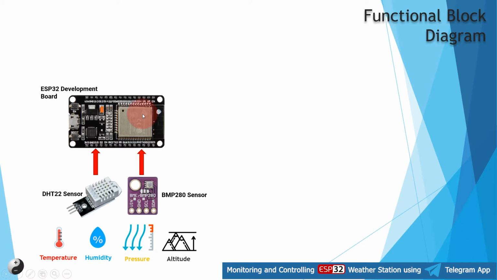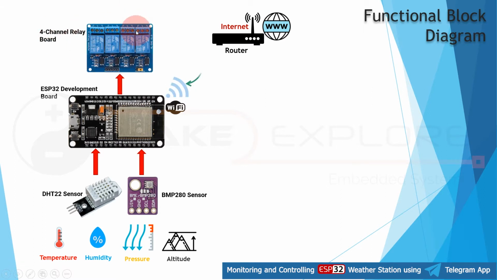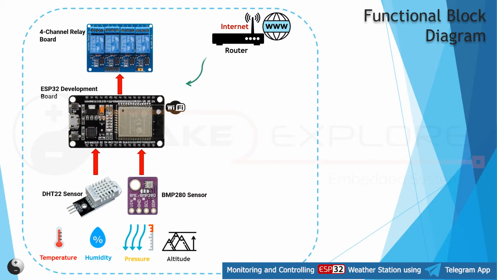So this board is Wi-Fi enabled. So we can connect our weather station to our wireless router which is further connected to the internet. We are also going to control these four relays, 4-channel relay board using ESP32 development board. So this whole part is our remote weather station which we are going to monitor and control using Telegram app.